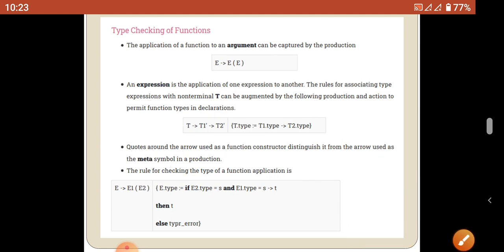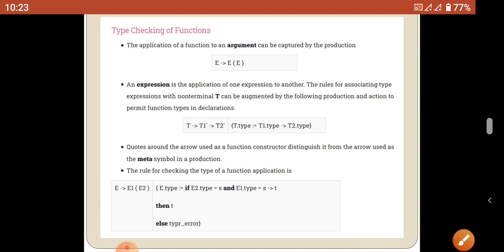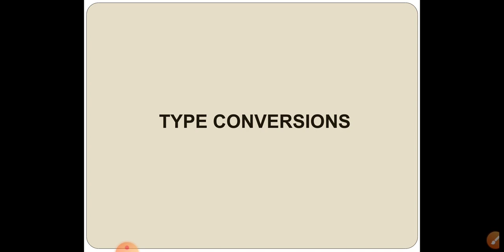So S is the function arguments and T is the data type of the function. Finally T is returned because T is the data type of the function, otherwise it reports an error. So in this section we discussed how we are going to validate the function data types. Next we are going to discuss how we are going to perform type conversion.